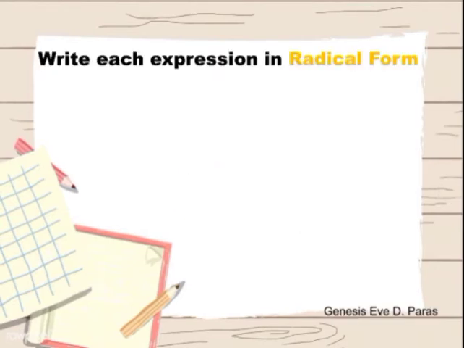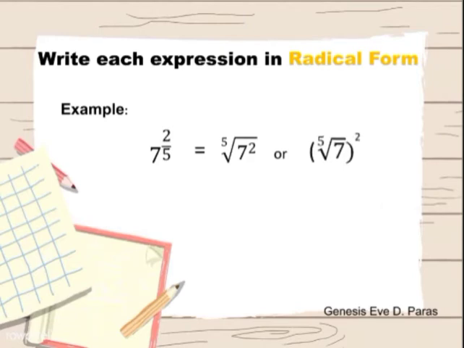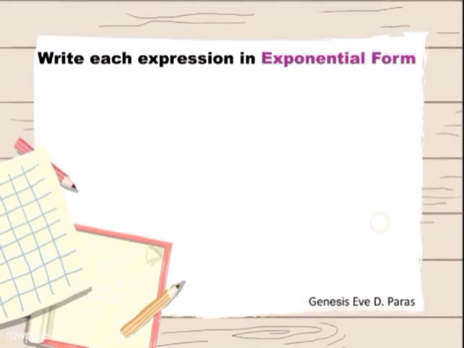Para maintindihan natin ay magbigay tayo ng example. 7 raised to 2 over 5. Anong gagawin natin? First, i-identify muna natin kung anong denominator ng exponent. Diba 5 siya? Yun ang magiging index natin. That will be fifth root. Fifth root of what? Kokopyahin natin yung base sa 7 tsaka yung 2, magiging exponent sa radicand. Then you're done. Ganon lang siya kadali. Ganon lang magsulat ng expressions in radical form.